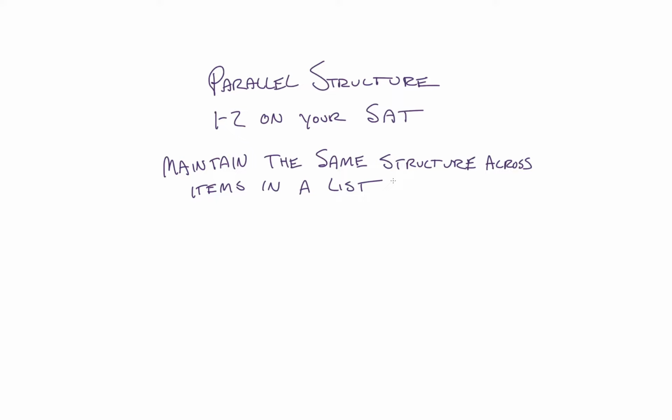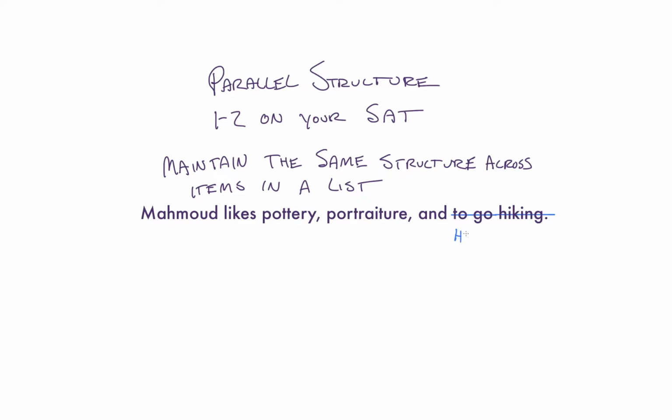So it'd be incorrect to say Mahmoud likes pottery, portraiture, and to go hiking. Instead, we'd match to go hiking with the 2 other items in the list. So we could cross off "to go" to turn that infinitive into a participle so that it behaves like a noun, like pottery and portraiture, or we could just get rid of hiking altogether and turn it into the straight ahead noun, hikes. Mahmoud likes pottery, portraiture, and hikes.